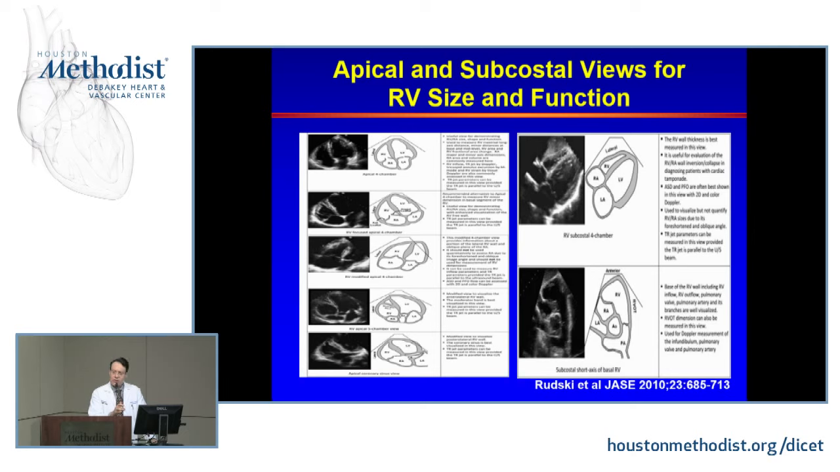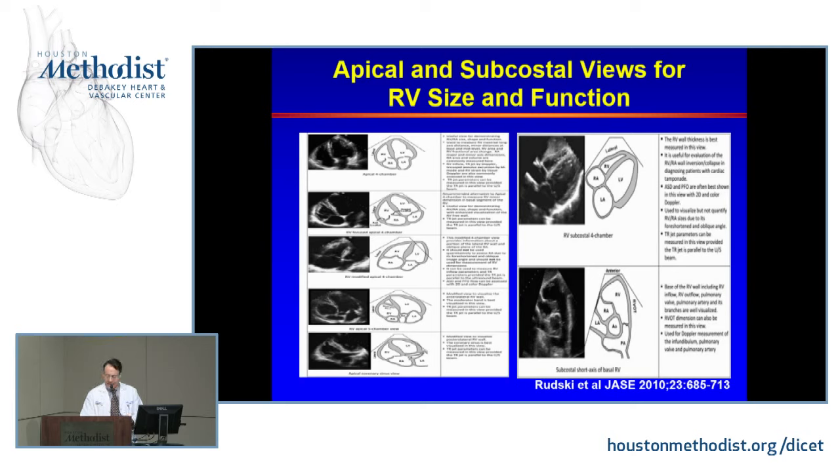Upper limits of normal for RV end-diastolic and end-systolic areas, RA end-systolic area and end-systolic volume are dependent on gender, and the 2015 chamber quantification guidelines have these. So for men, it's 39 mLs per meter squared. For RA end-systolic volume for women, it is 33. We'll hear about the RA volumes by CMR later.